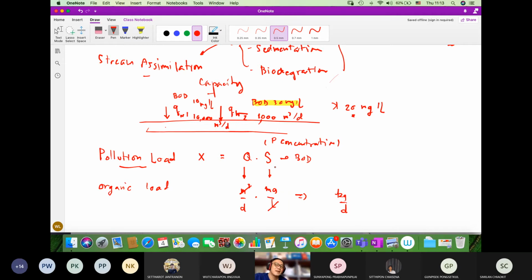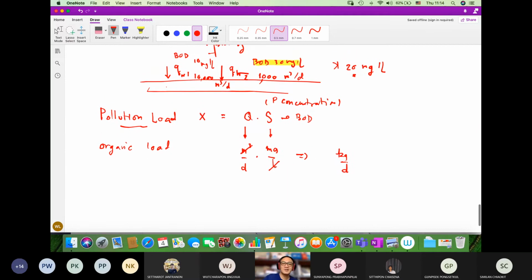So if you take Q times S, the unit is kilograms per day, and this value is recognized as the pollution load. If we are interested in the BOD, as BOD is an organic substance, then Q times BOD is recognized as the organic load. This is the way we evaluate the organic load. So what is the organic load for the first source?